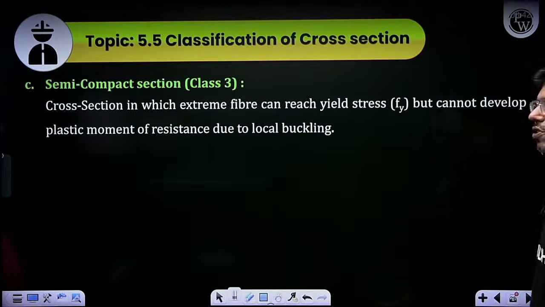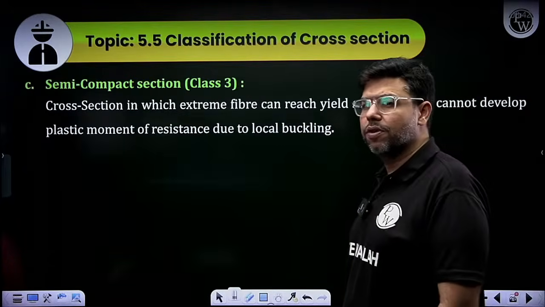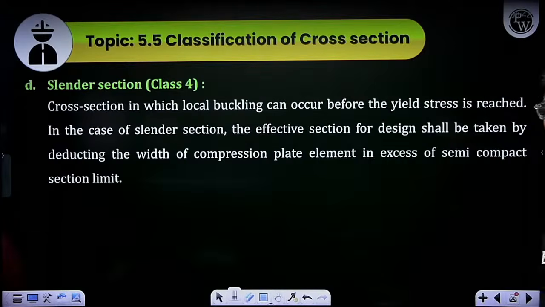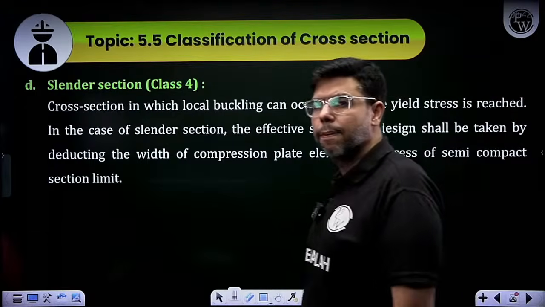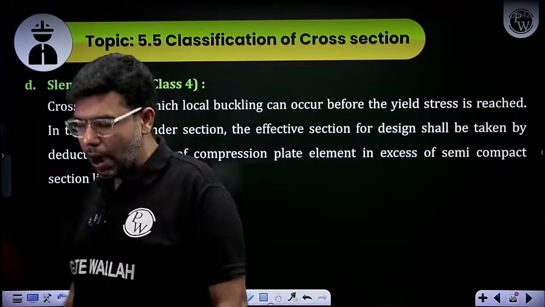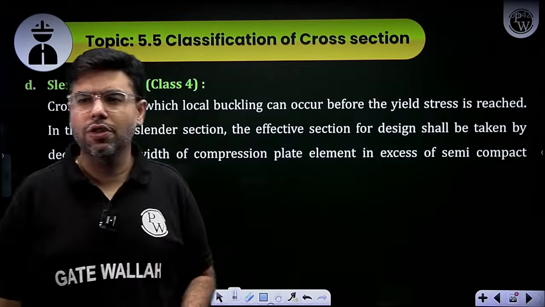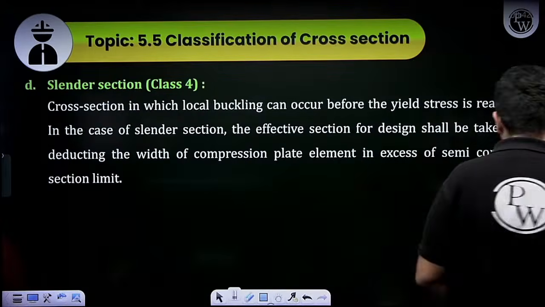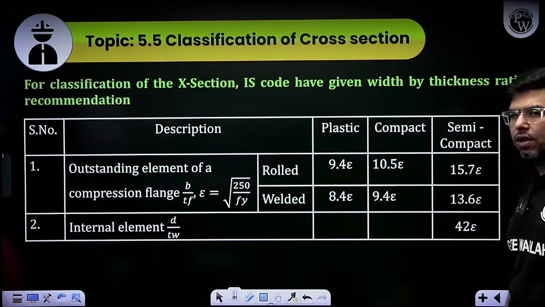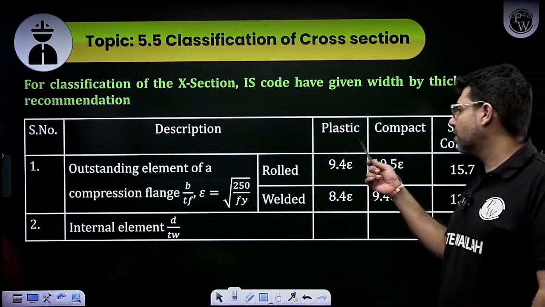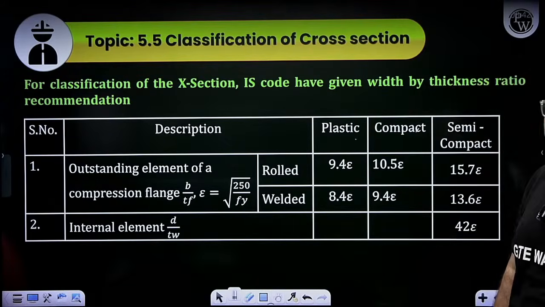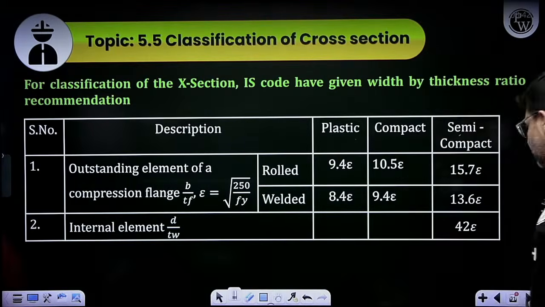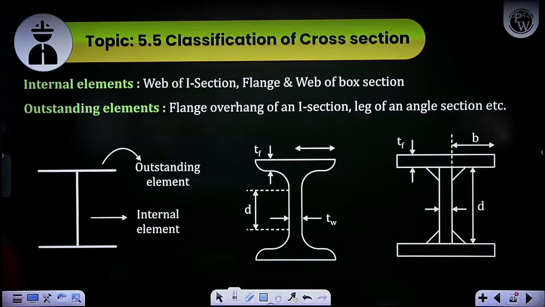In the semi-compact section, only the external fibers yield, beyond that local buckling will occur. Slender section, in this case my outer fiber will also not yield, worst of all the sections. Okay. Before yielding of the outer fiber, the local buckling occurs. Now, whether the section will be plastic, compact or semi-compact will depend upon the width to thickness ratio. The code has given this table, but it is not important. Let us proceed further.